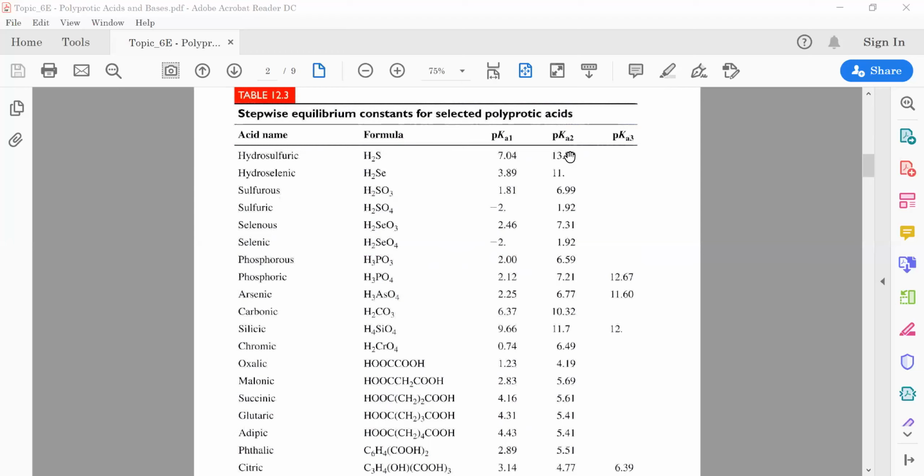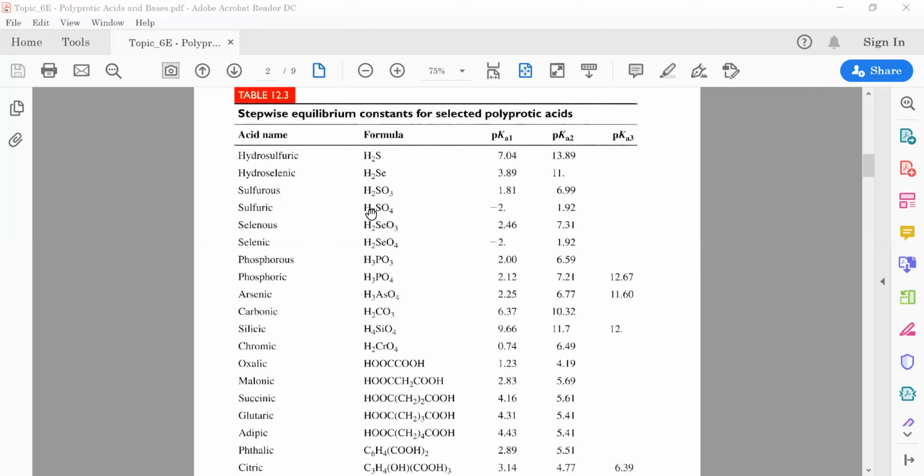What that tells you is that HS- is a very weak acid, and conversely, the sulfide ion, S2-, is a very strong base, which it is in fact. It's almost as strong as hydroxide ions. There are several other examples here. Here's the sulfuric acid we just talked about.